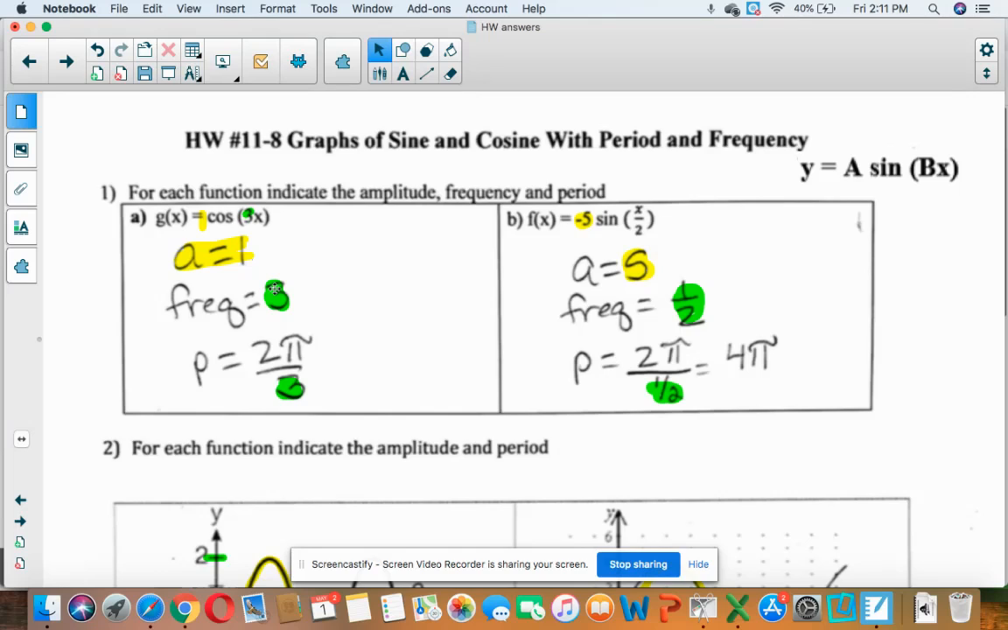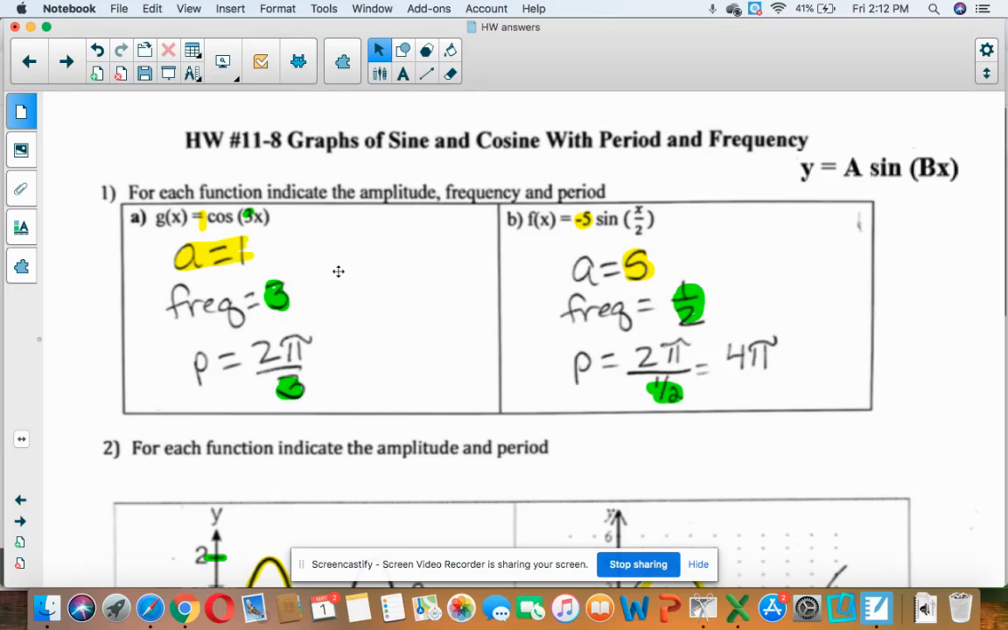So that's how many times that cosine function is going to repeat between 0 and 2 pi. The period, we find that by doing 2 pi over b. So 2 pi over 3, and that's my period. So I'll have one full cosine wave between 0 and 2 pi over 3.